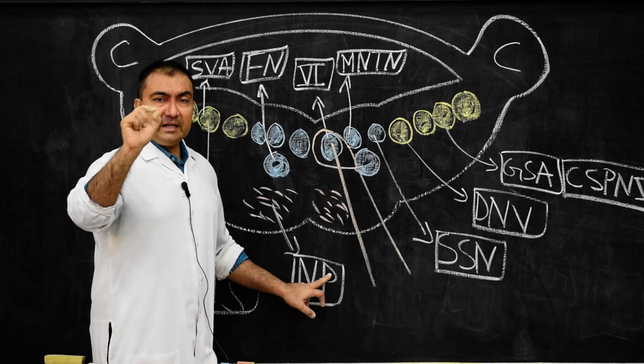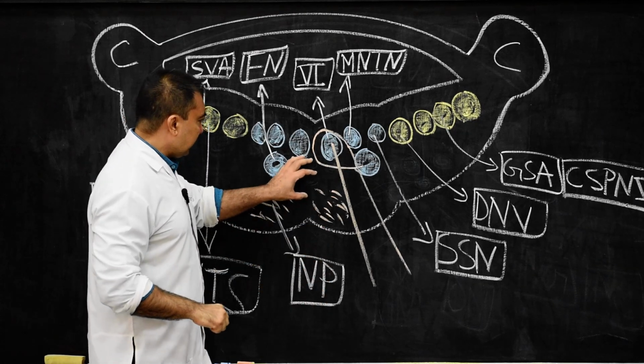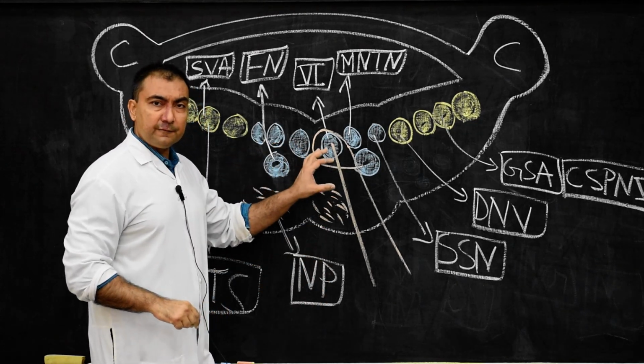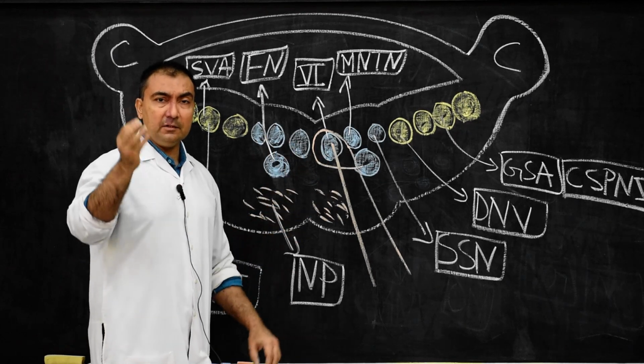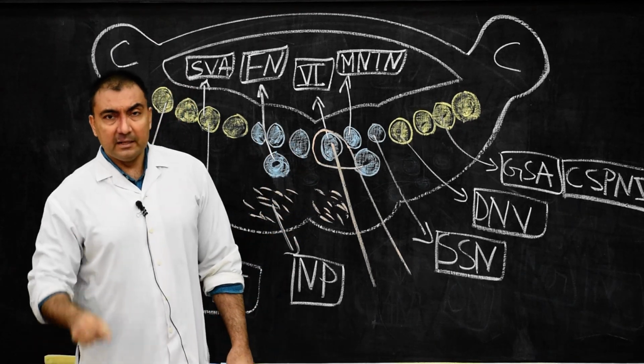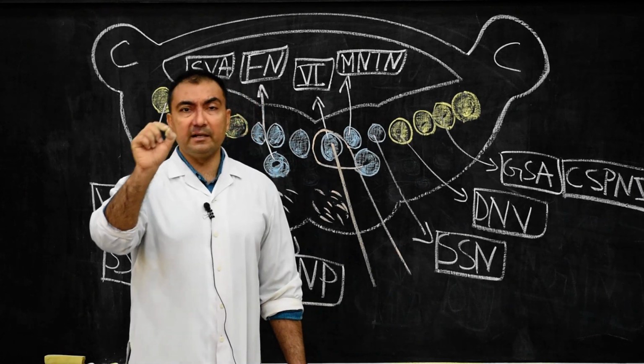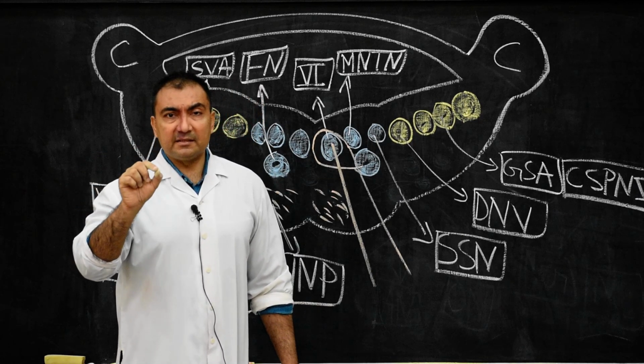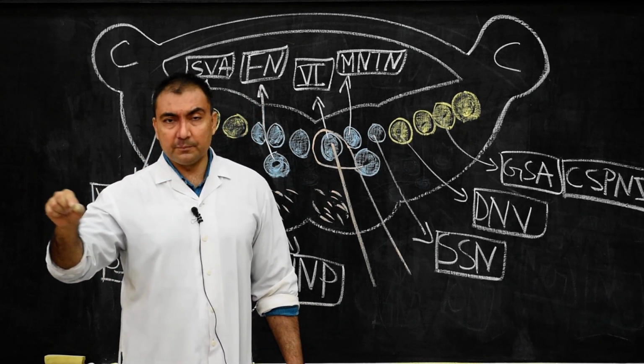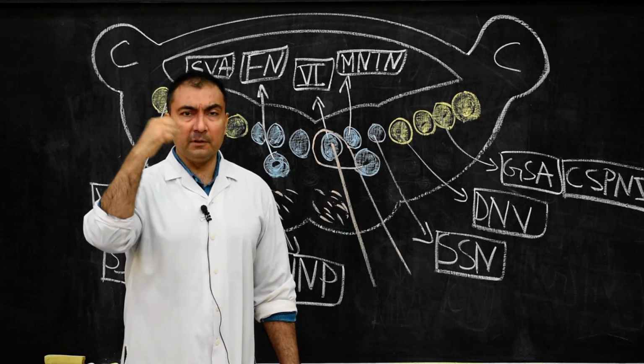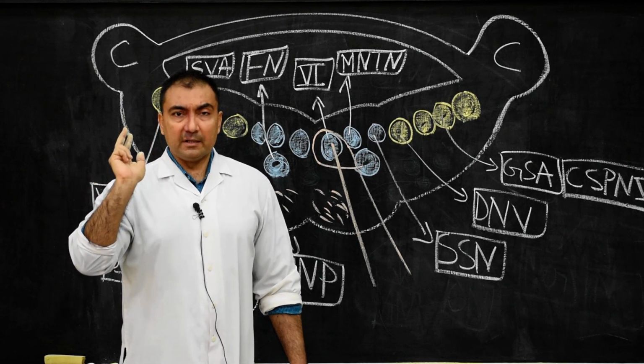Then we come to the reticular formation. That is the reticular fibers within the pons. The reticular formation of the pons will be developed entirely from the basal lamina. This is the last statement: the reticular formation of the pons will develop entirely from the basal lamina.